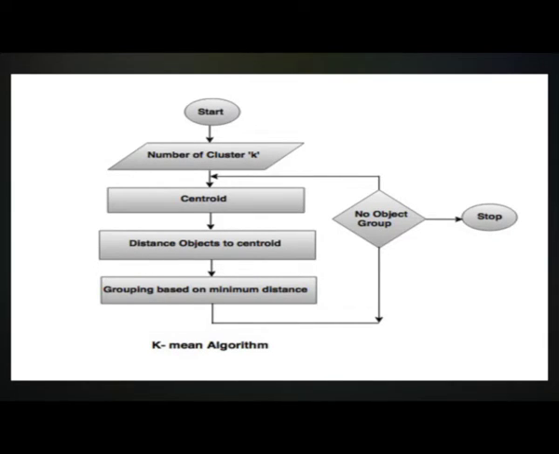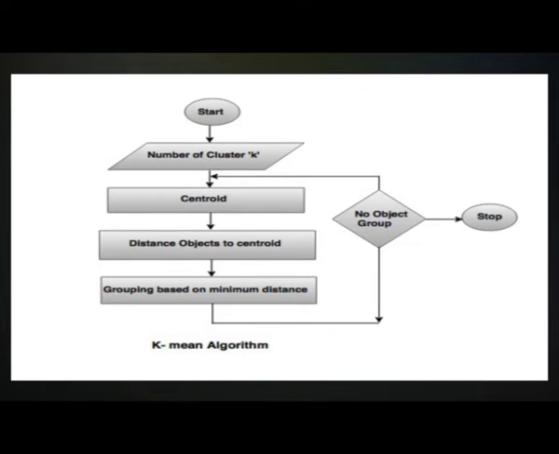We have to start with finding the number of clusters in the data, that is k. After finding the number of clusters, we need to find the centroid of each cluster. After you find the centroid of each cluster, you have to find the distance of the objects to the centroid in each cluster. After you find the distance of the objects to the centroid, you can group based on the minimum distances. If there is a maximum distance, that point will not come into that cluster.